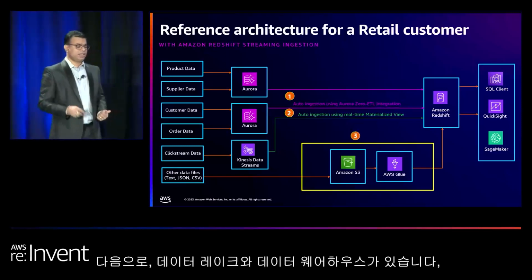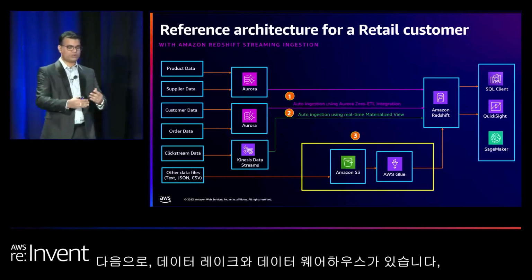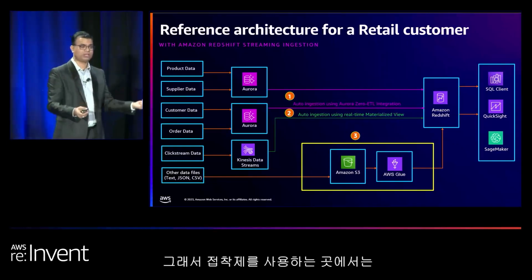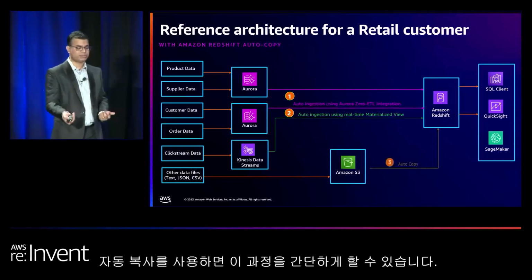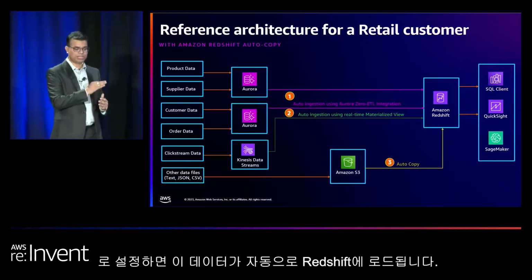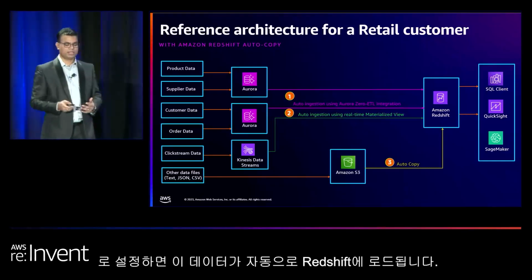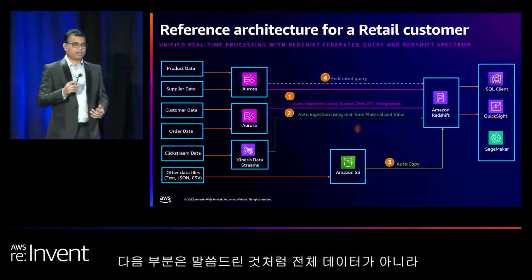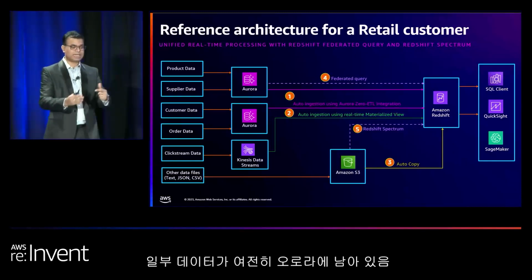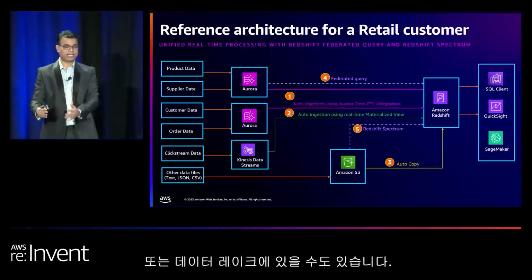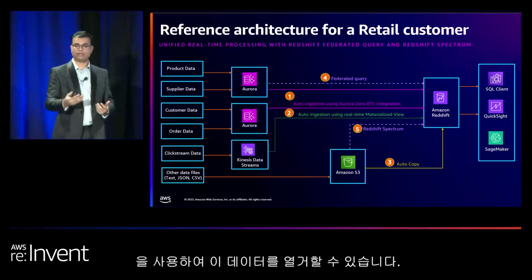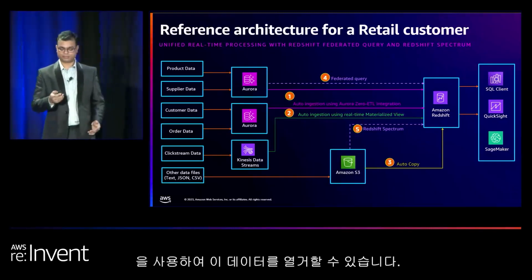Next, you have the data lake and you have the data warehouse, and you want to load this data into Redshift with some massaging. Where you are using Glue, you can make this process simple by using auto-copy. Once you configure auto-copy, it will load this data automatically into Redshift. The next part: not all the data sets are stored in the data warehouse. Some data still stays in Aurora or in the data lake, and you want the ability to query it. For that purpose, you have federated query and Redshift Spectrum so that you can unify this data.